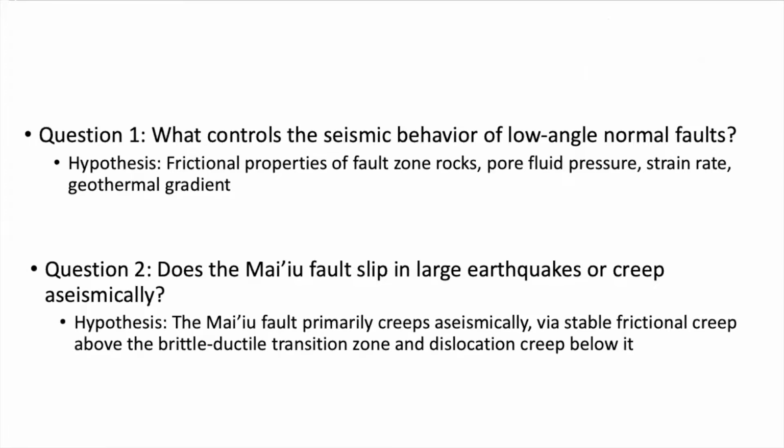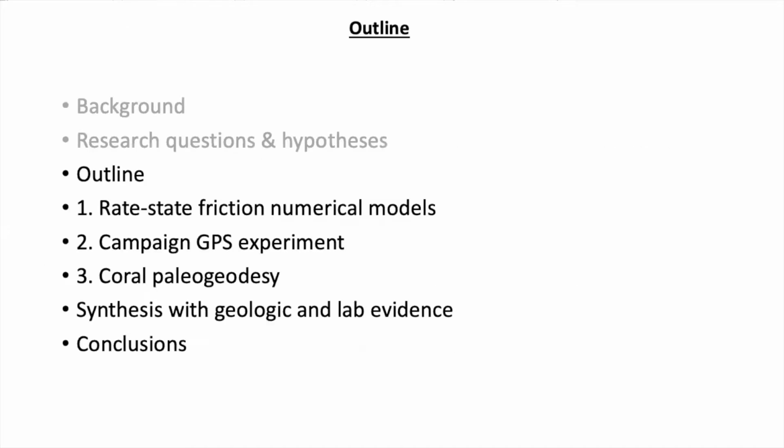The second question we want to ask is whether the Mayu fault slips in large earthquakes or creeps aseismically. And our hypothesis here is that based on the geodetic evidence from other low-angle normal faults like the Alto Tiberina, we hypothesize that the Mayu fault primarily creeps aseismically. And in the brittle portion of the crust, we infer that that would be through stable frictional creep. And below the brittle-ductile transition, we infer that this would be through dislocation creep. So that's the hypothesis we're going to be testing for that one.